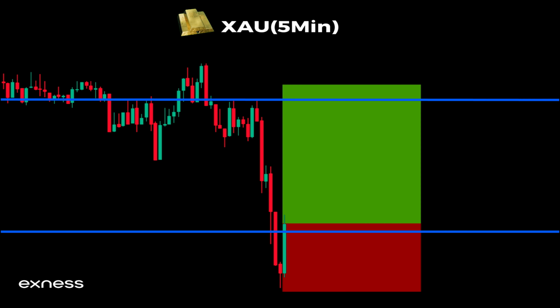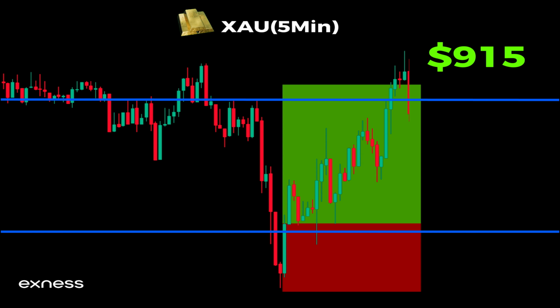Entry right here on that close. Stop loss goes at the lowest point of the breakout move, because if price goes back down there, the setup is dead and we're out. No arguments. Take profit is always set at 2R, meaning twice whatever our stop loss is, and then we just let it cook. So as we can see, price started to climb and it hit the target. Done. Clean trade. That trade right there was $915 in the green.